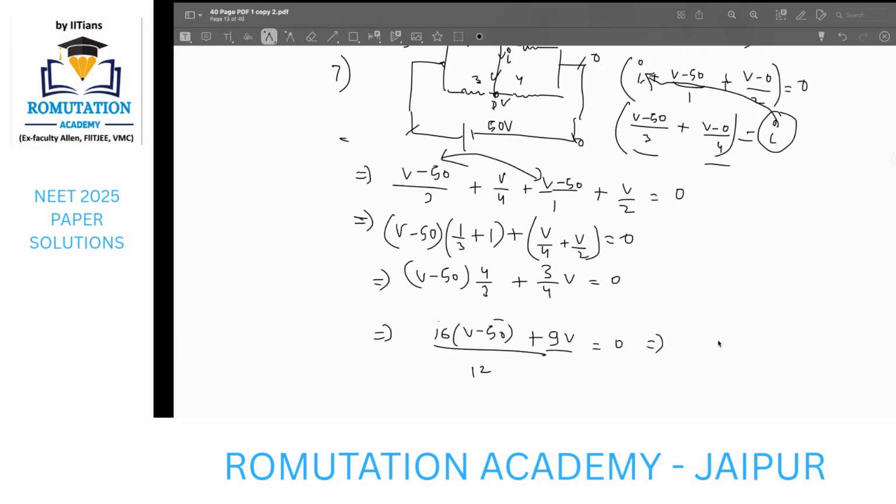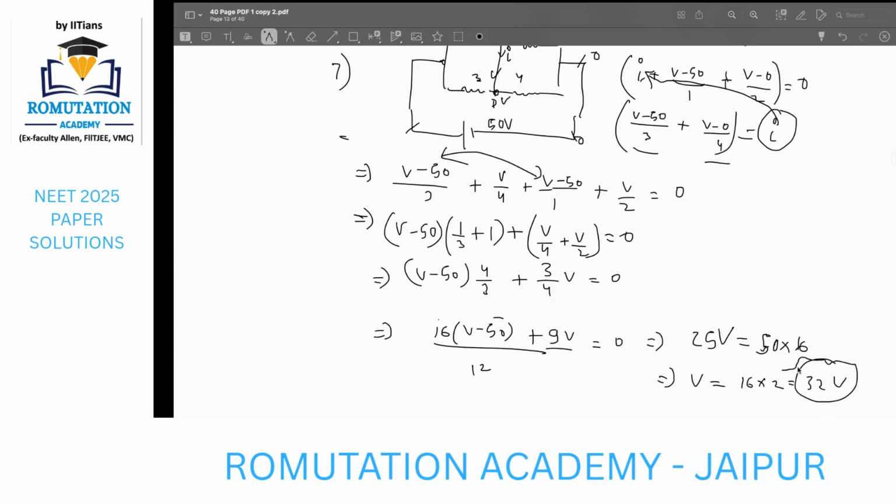So I think if I sum it all, it will be 25V, 9V and 16 will be 25V is equal to 50 into 16, right? That is what I am getting. So I think the answer for V should be 16 into 2, so that should be 32 volt. Okay, if that is available, so can I calculate the value of I now?